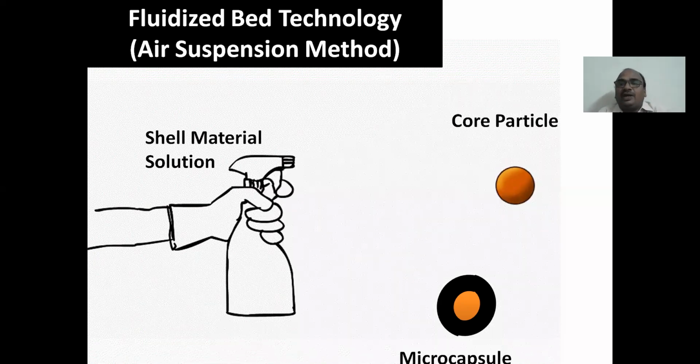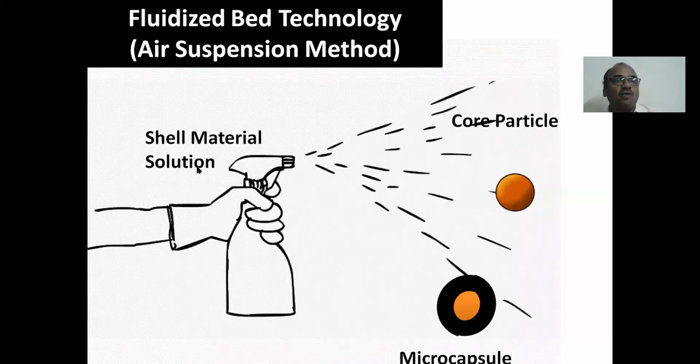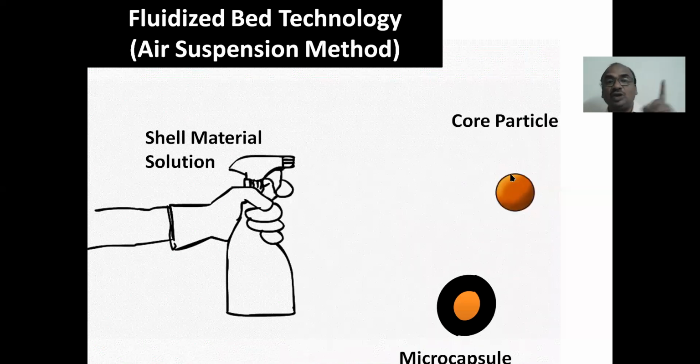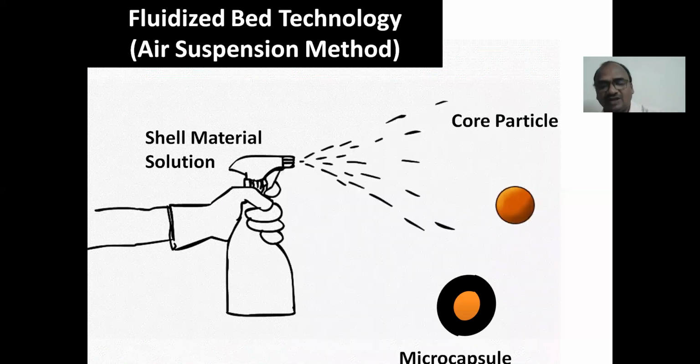So all the solid core particles are just floating, moving in the air. Now what you have to do is spray the shell material solution on them. So what happens? The shell material gets deposited on the surface of the core particles, and there is a formation of a beautiful microcapsule.